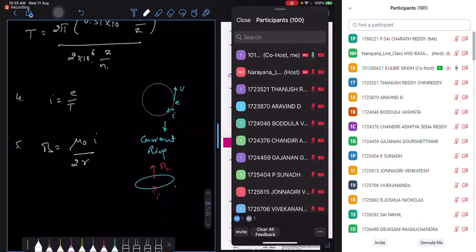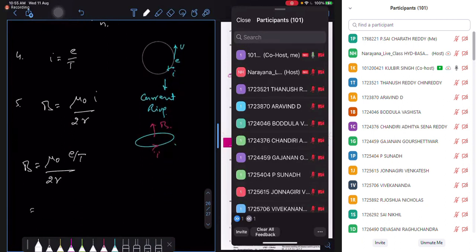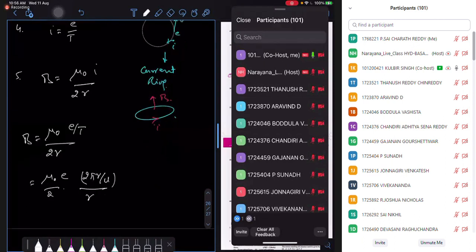So I can write here the magnetic field is mu naught, current value here is e by T, divided by 2R. Further, you can write it as mu naught e by T, where the time factor we're going to have in the denominator is 2 pi R by V.